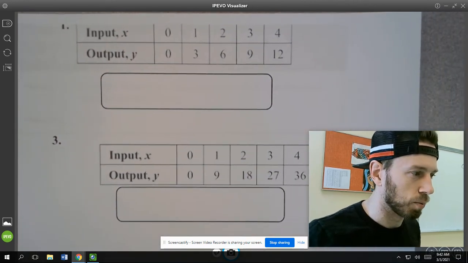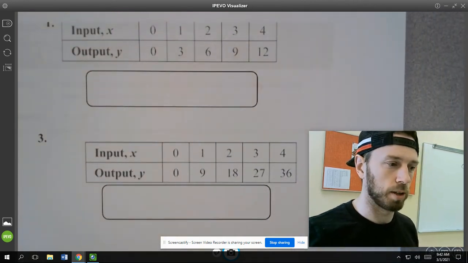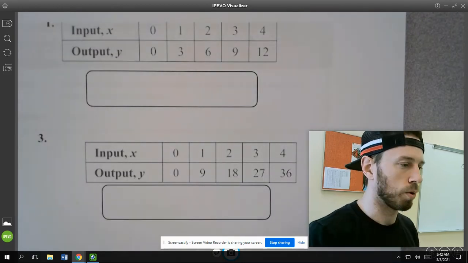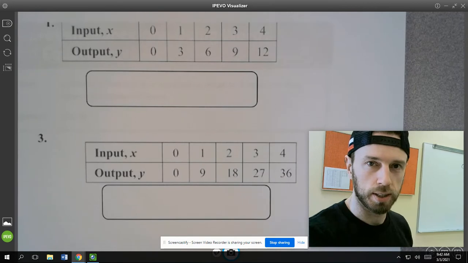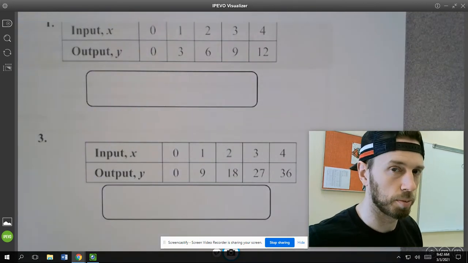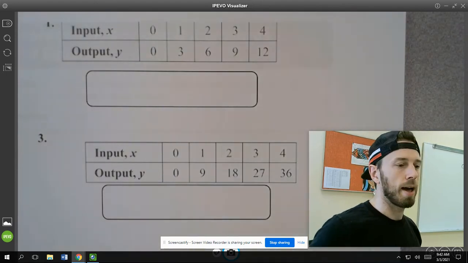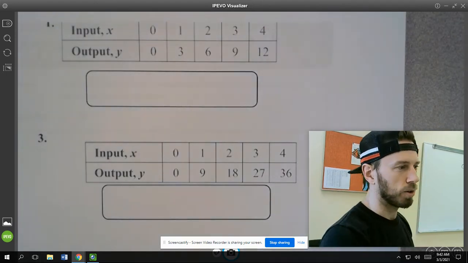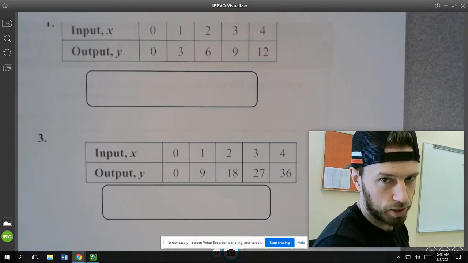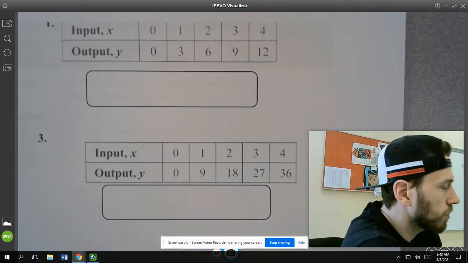So let's go ahead and we're going to start off with two tables here. And what I want you to do is try to write the rule or the equation that goes with these tables, like we practiced in the last lesson. And we're going to be doing this a little bit more today. So go ahead and pause the video right now. Try to write the equation for both of these functions here. What is the rule for these functions? Okay.